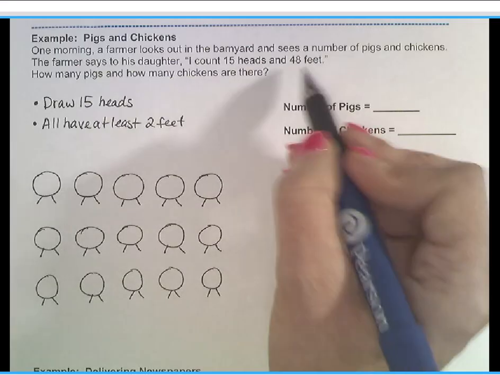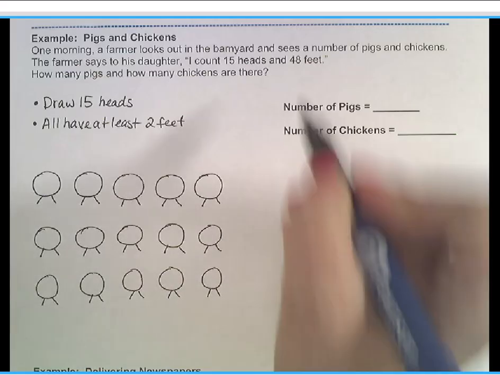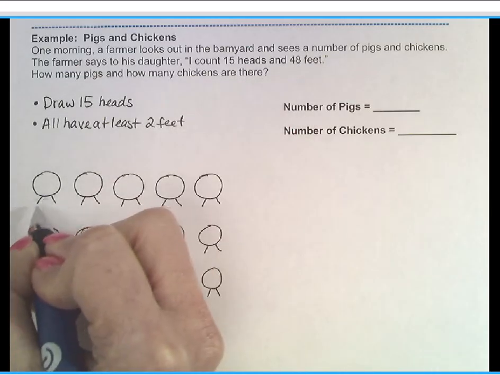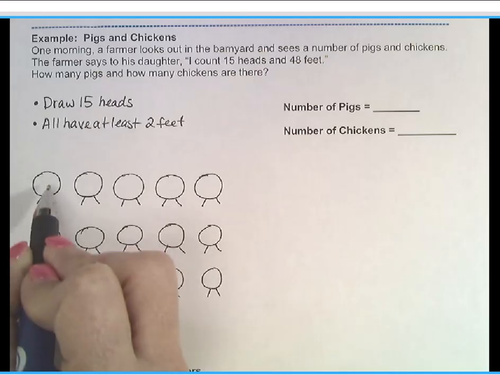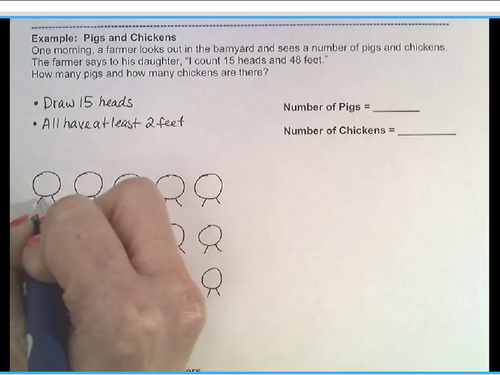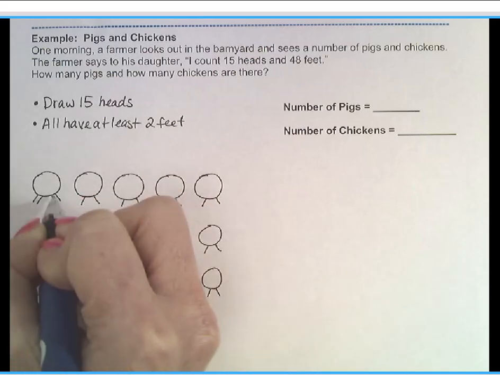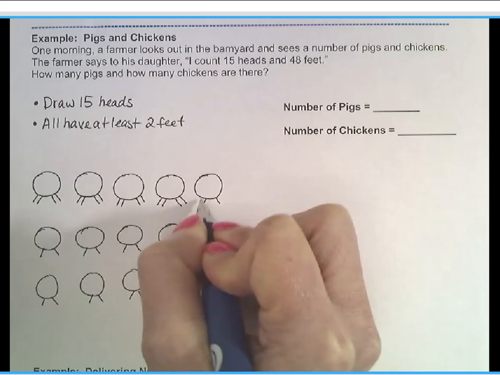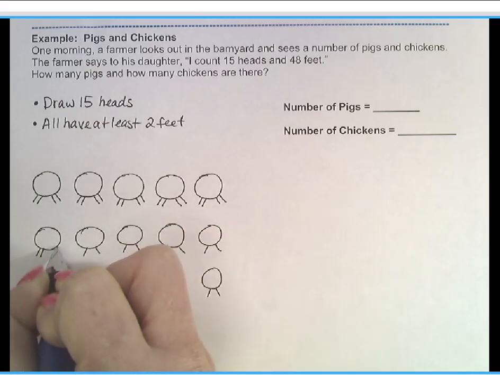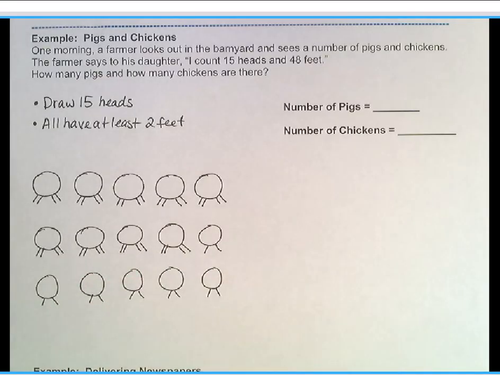But we don't have 30 feet, we have 48 feet, so that means we have some pigs. So I'm going to keep adding feet until I get to 48, but I don't want to have an animal with an odd number of legs. So if I'm going to add feet, I'm going to, through the magic of math, turn this chicken into a pig. So if I add 2 more feet, now it's a pig. So we had 30, 31, 32, and so on up to 47, 48. At that point right there, I'm done because I've got my 48 feet.